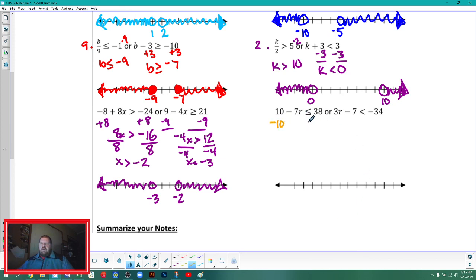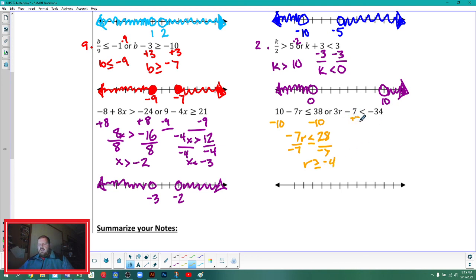Last one we've got here, I'm going to subtract 10. Got a lot of stuff happening here. Negative 7r is less than or equal to 28. Divide by negative 7. We get r is, I divided by a negative, got to flip my inequality. Sometimes it sneaks up on me too. Greater than or equal to negative 4.